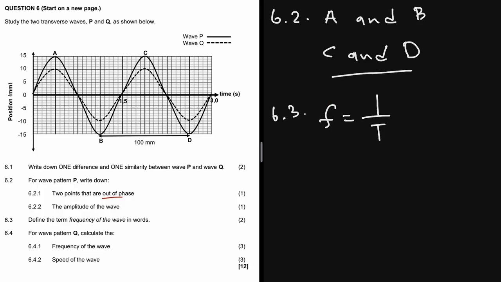So if you want to define frequency in words, you can just say: number of waves per second.